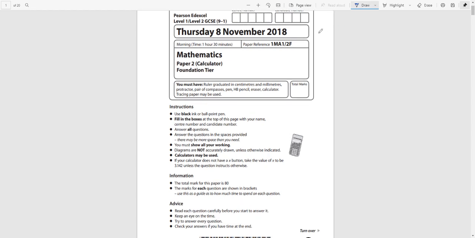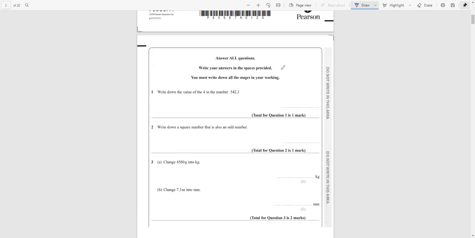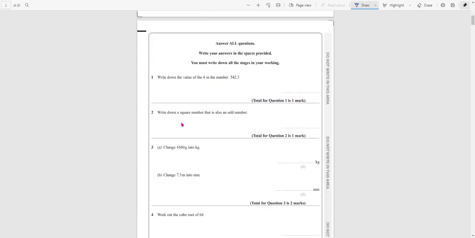Okay, let's get started. Question number 1. Write down the value of 4 in the number 542.3. So the 5 is going to be 100, and it's asking us for the 4. So the 4 is like a 10. Since it's 10 folds, the value is going to be 40.